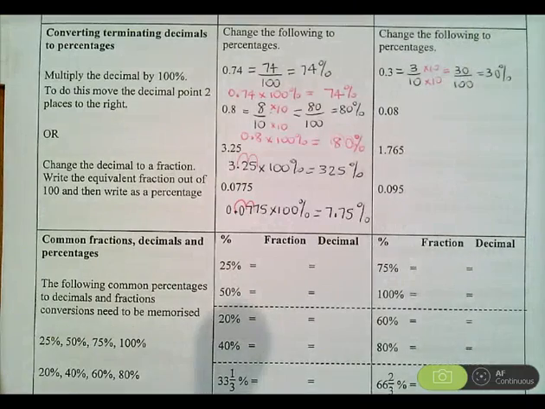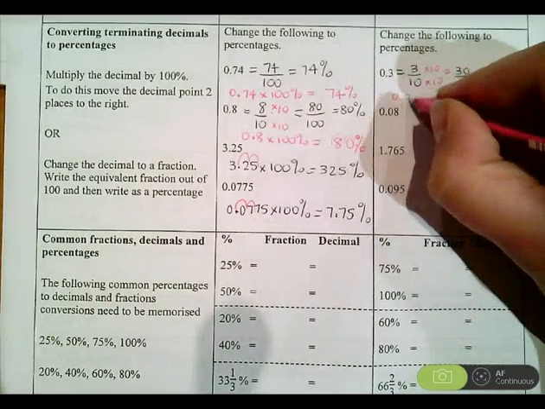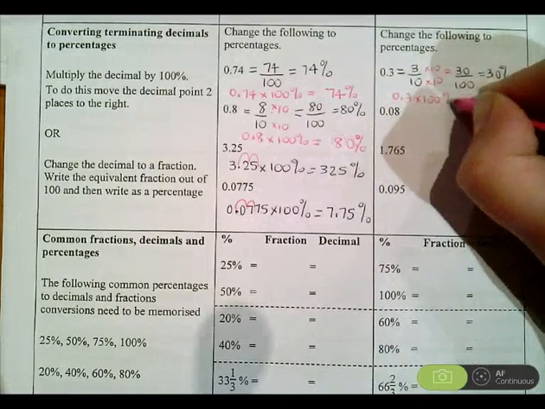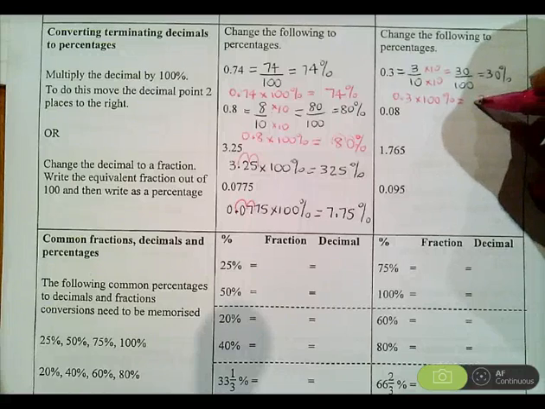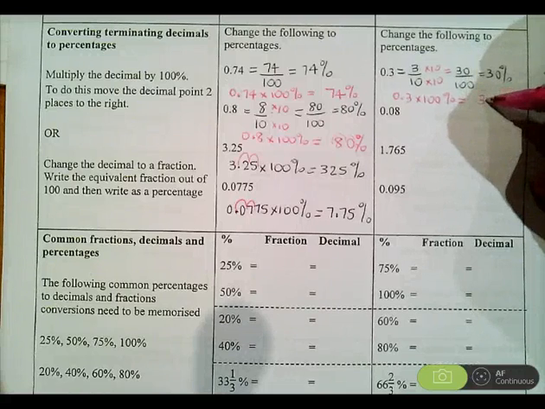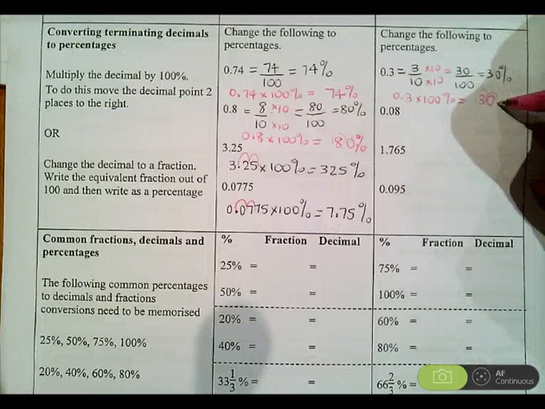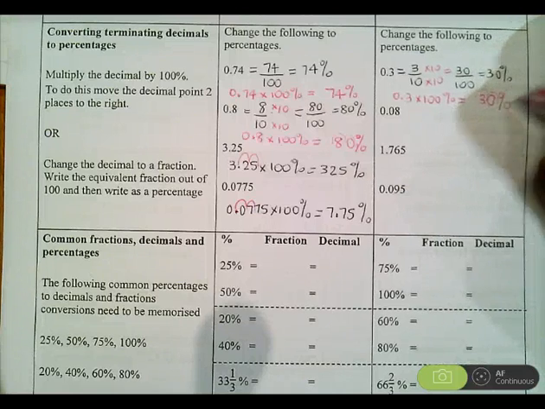Now remember, the other method is just to go 0.3 times 100%. Just be careful here. The point is in front of the 3. So timesing it by 100, you jump forward 2 places. So you go times 10 times 100. So we end up with 30%.